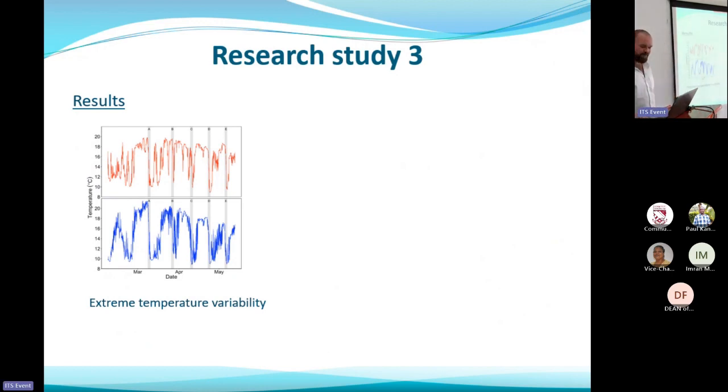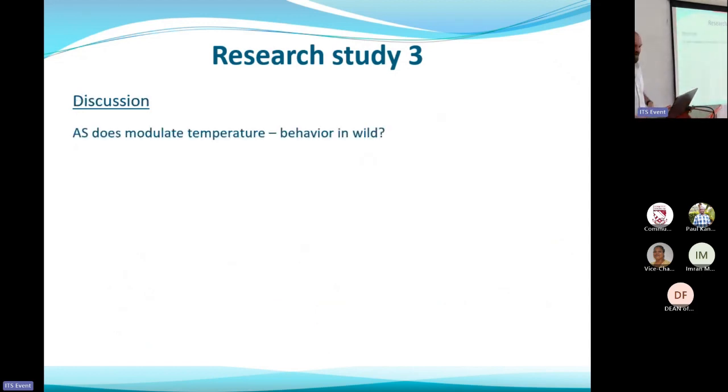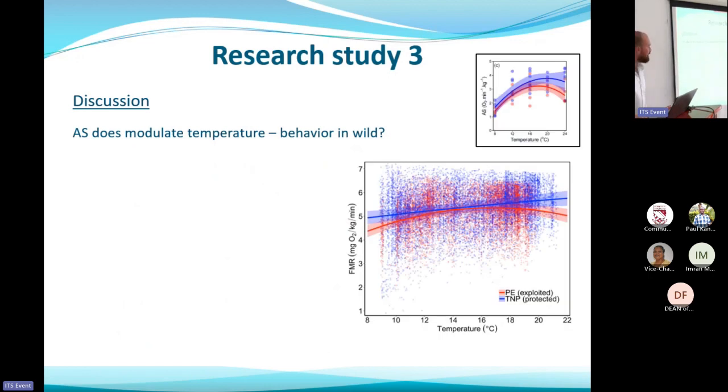upwellings and downwellings. And then what we found was a similar pattern to the aerobic scope data: individuals from the protected area, the blue line, maintain a higher activity level across this whole temperature gradient compared to individuals from the exploited area, whose activity levels became curtailed at cold and warm temperatures. This was pretty interesting again, and allowed us to suggest that aerobic scope does indeed modulate temperature behavior patterns in the wild. And basically those two curves looked almost identical.